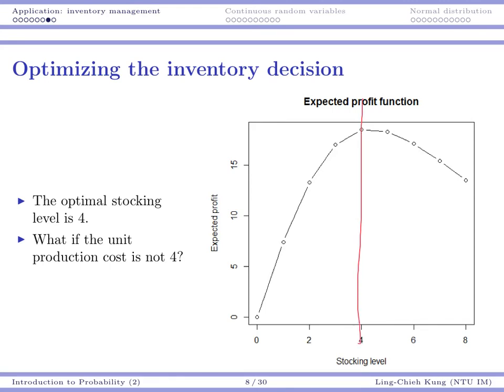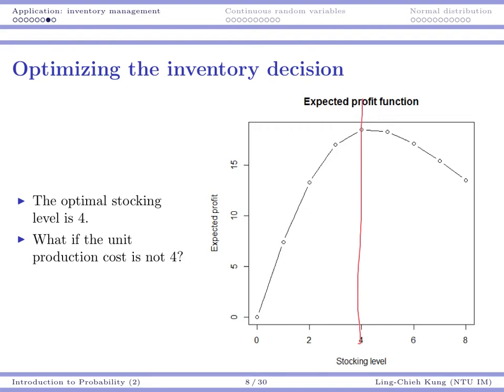Okay, here. When I order 4 units, I find the optimal balance between ordering too few and ordering too much. I don't want to order too few because I lose some money. I leave some money on the table. I don't want to order too much because then I take the risk of overstocking. So this is my best choice in this case, when the cost is $2 and the retail price is $10.